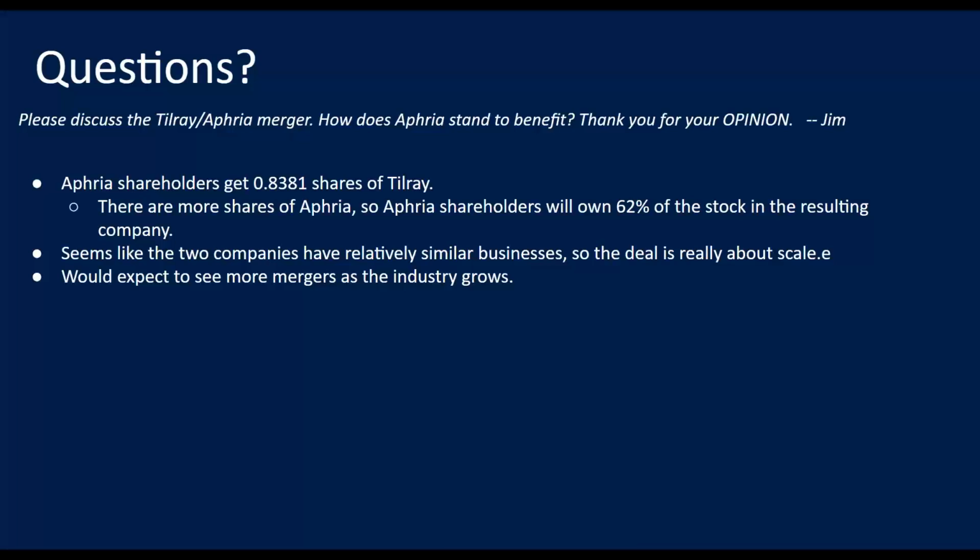They grow and sell pot and some pot related products. And so what it looks like to me is the deal is really about scale. And yeah, I think they're probably going to be about the biggest producer, which gives them probably some pricing power. It means that if there's any kind of shortages or anything like that, this combined company is the company you come to. And I would expect to see more mergers as the industry grows.